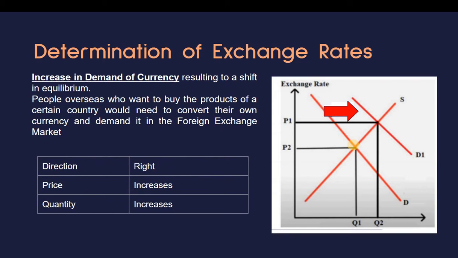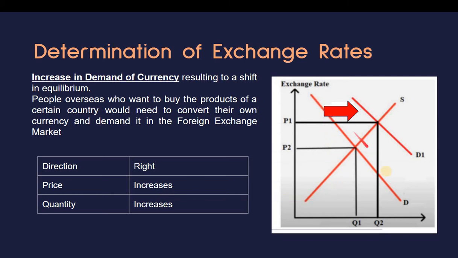Now, these curves move, okay? So, it moves in different directions. And when it moves, paano natin siya babasahin? Ano? So, first, let's try to understand the nature of the movements. No? So, first, we have a movement that pertains to the increase in the demand of currency. Meaning, mas madami yung gustong kumuha ng currency na yon, mas marami yung gustong bumili, resulting to a shift in equilibrium. What is the characteristics of this increase? So, yung direction niya is right, the price increases, and the quantity increases.